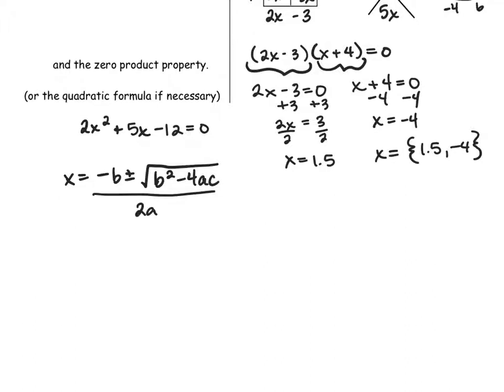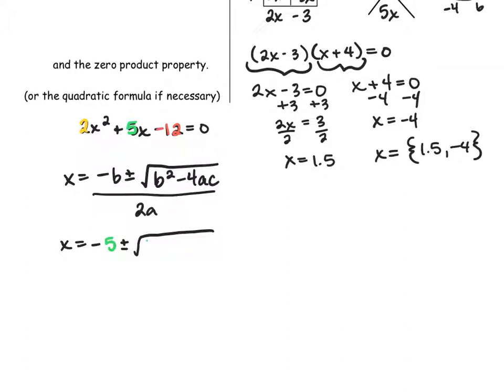So here's what I have. I've got an a value of 2, I have a b value of 5, and a c value of negative 12. So I'm going to put all of those numbers in. So I have x equals, negative is from the formula, b is 5, plus or minus. By the way, that plus or minus has to do with what we talked about earlier with when you're finding an answer to x squared, you're going to have two answers. That's where that plus or minus comes from.